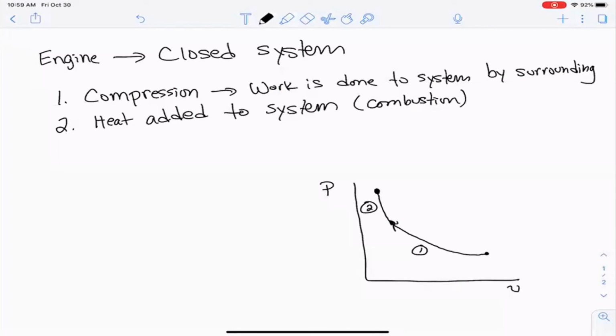So then what happens after the combustion, or after we've added heat to the system very, very quickly? Well, the whole reason we did that, right, is because we want this crankshaft to spin, and you do that by pushing back on the piston cylinder. So you have an expansion. And that's when work is done by the system.